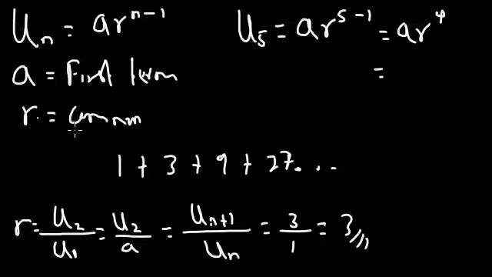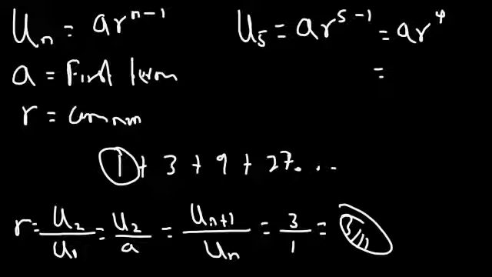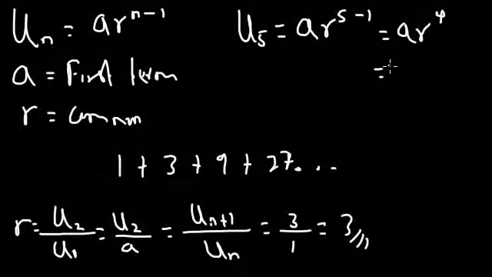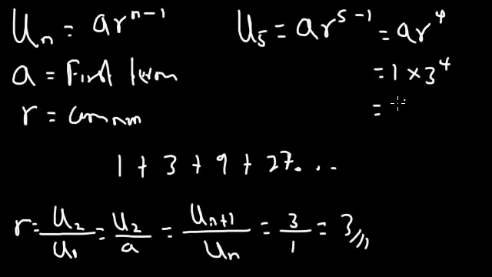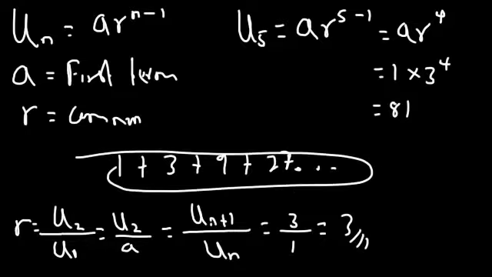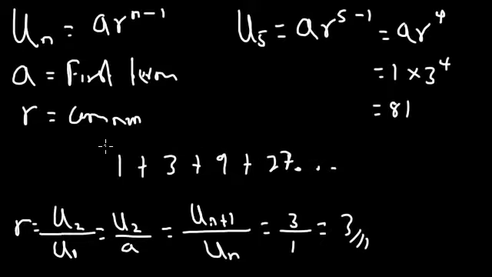Now we have the value of a, which is the first term, which is 1 in this case. Likewise, the value of r. All we need to do now is to substitute. So the fifth term becomes 1 times 3 to the power of 4. 3 to the power of 4 is simply 81. So therefore, the fifth term of this series will be 81. And this is how to easily use the general term effectively to find the value of a certain term in a particular geometric series.